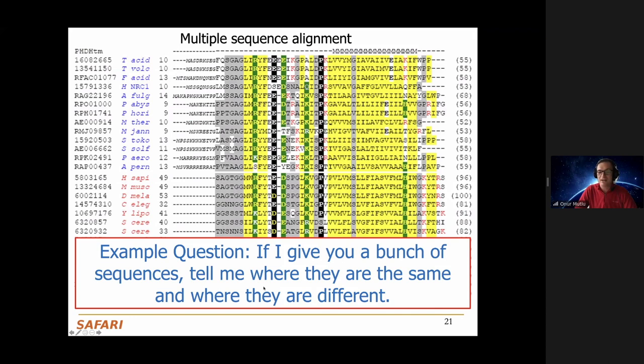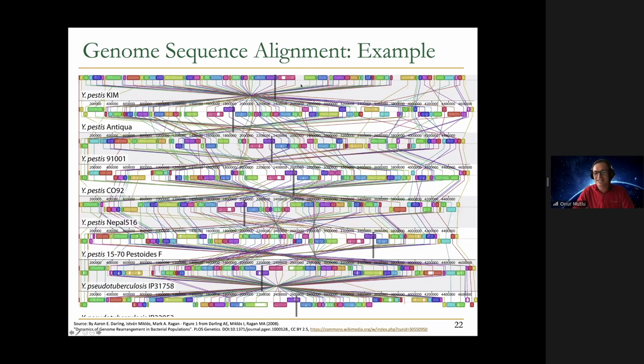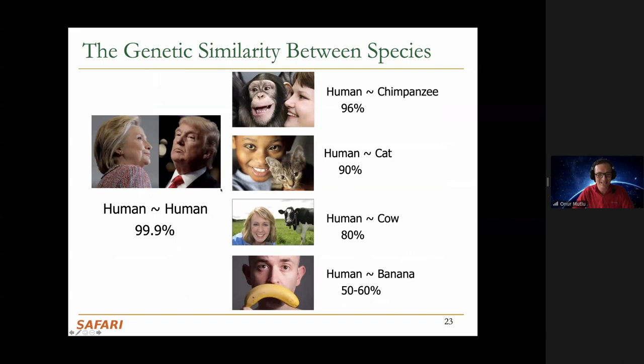If I give you a bunch of sequences, you can ask the question, tell me where they're the same and where they're different. So this requires clearly chopping the DNA or comparing different DNAs over here. And this is one of the examples that I like. It gives you the different complexity across different species over here. And clearly we have similarities across humans, but we're very different in terms of characteristics. So we want to understand those, but we also want to understand different species differences.